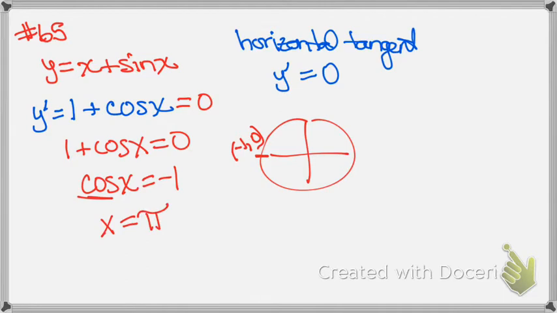So it's a weird answer. It looks weird, but that is the answer. The answer is x equals pi. They love pi and they love e on the AP exam. Get used to it.